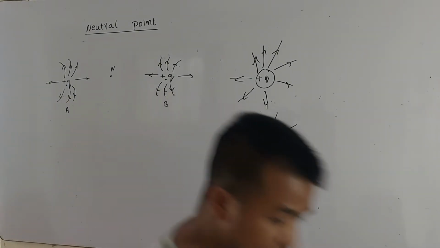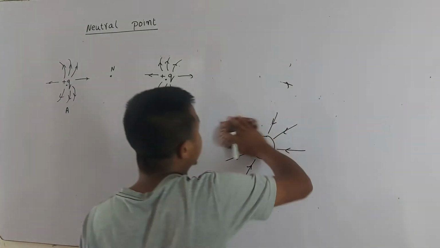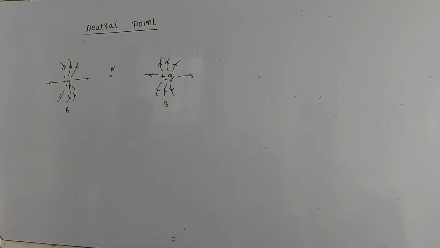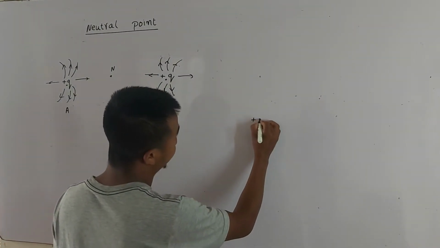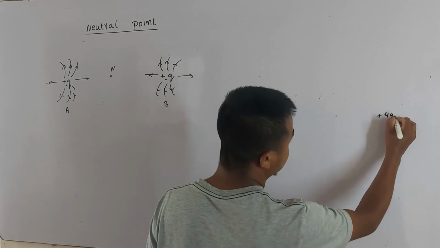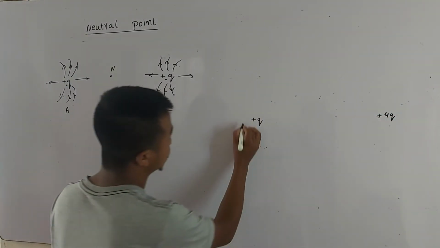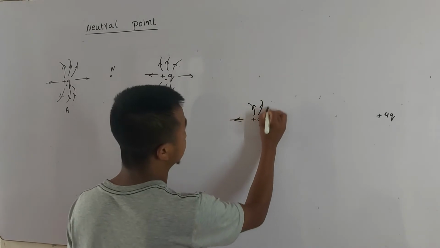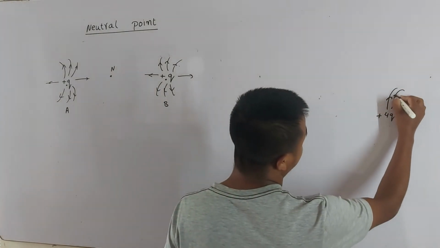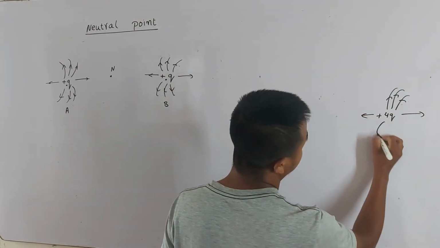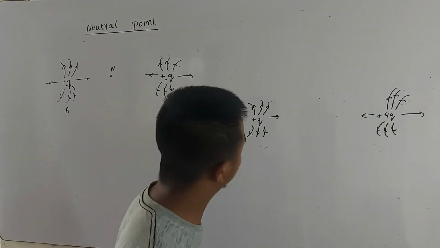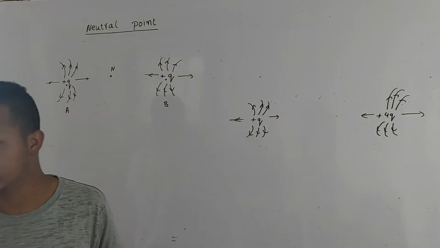So this point is called a neutral point. The question may arise: what will happen to the position of this neutral point if we change the magnitude of these two charges? For example, if we have plus Q here and another charge, say plus 4Q. So the direction of the electric field is like this, and for plus 4Q it is like this.